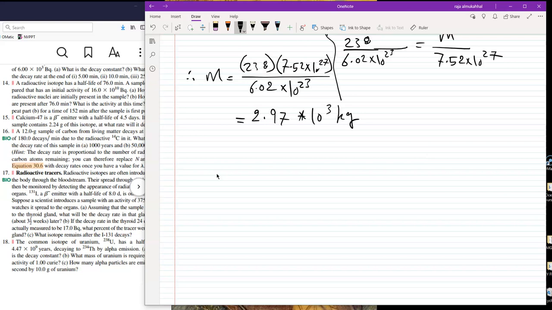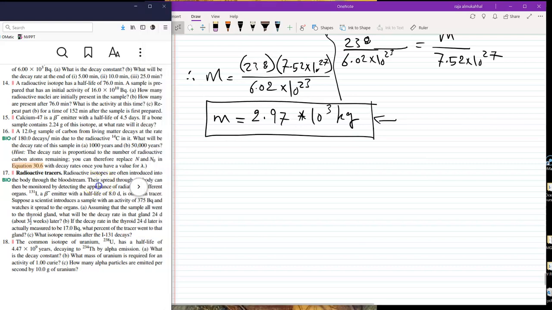Okay. Then the next step is, once I get that, now how many nuclei? Oh, this is what the question is asking. He wants the number of samples, right here. Let me repeat it again. He said what mass of uranium is required for an activity of 1 curie? It's this number. Okay. Part C.